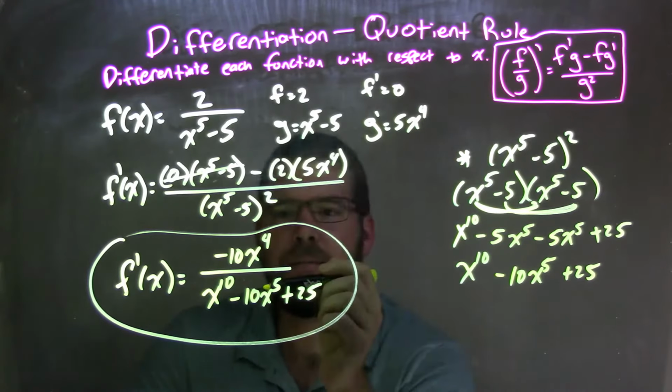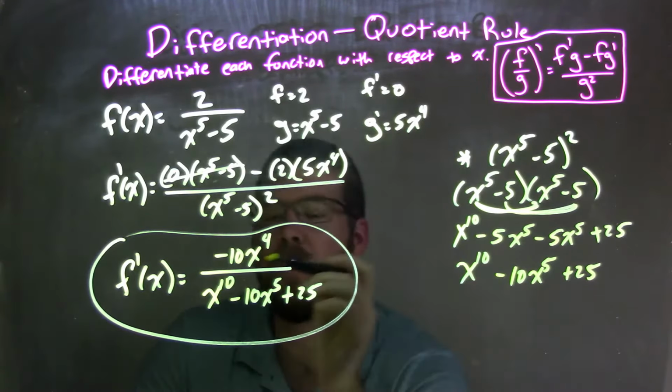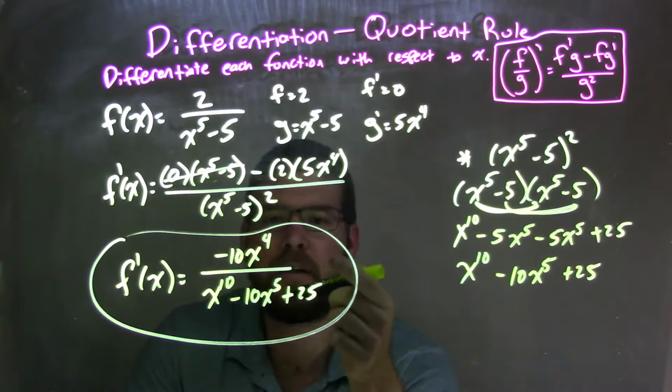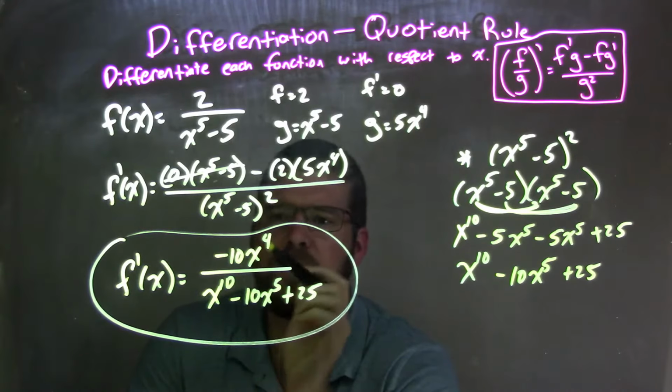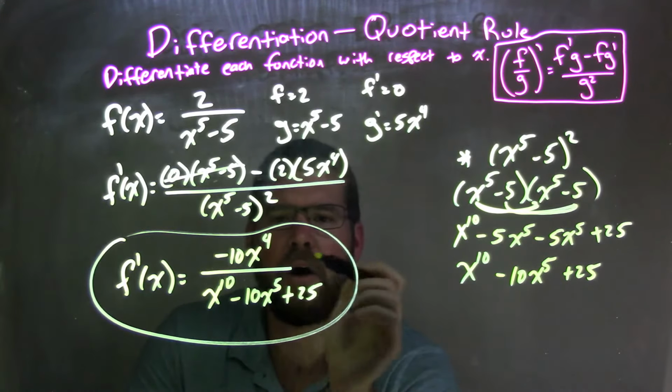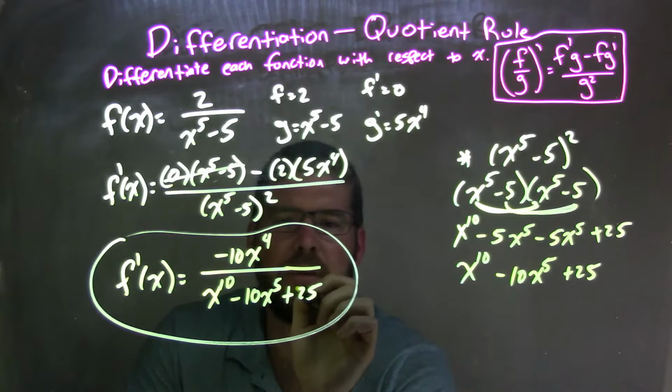Then I simplify, and I kind of showed my work with the denominator there instead of writing all my steps right there. And so when we simplify, we got our final answer here, and our final derivative, applying the quotient rule. F prime of x is equal to negative 10x to the fourth all over x to the 10th minus 10x to the fifth plus 25.